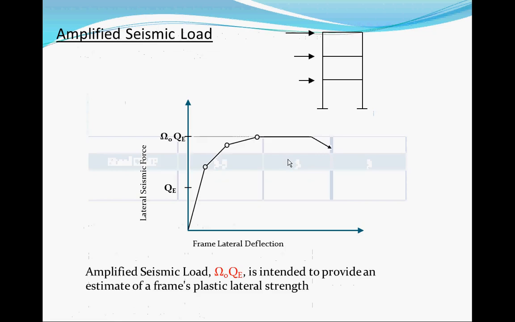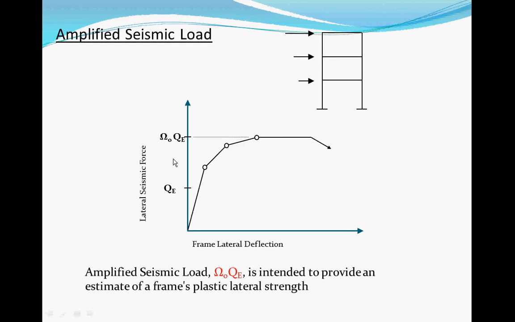And in those situations, they would like to know what is the ultimate that your system could deliver, and that's why they have these omega and Q sub E values, to estimate what the frame's ultimate capacity is.